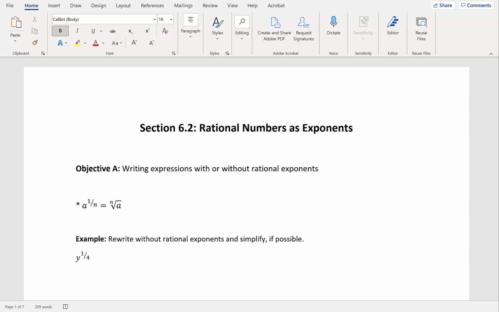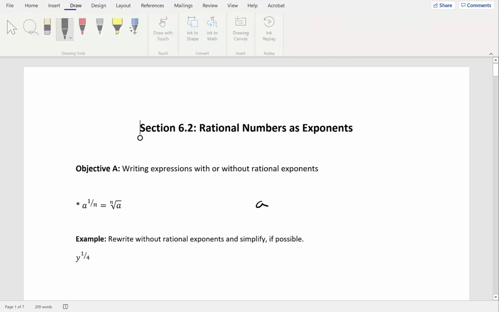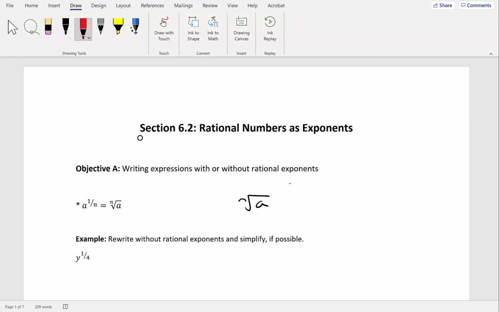Now we have this property, a raised to the 1 over n. This is equal to the nth root of a. Let's take a look at some terminology. So we saw in the last section that symbol is called the radical sign. The number inside of your radical sign, or the expression underneath your radical sign, this is called the radicand. And now this n, this is called the index. So the bottom number in the fraction, the denominator of the fraction, this is your index of your radical.